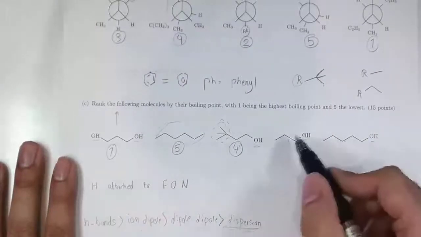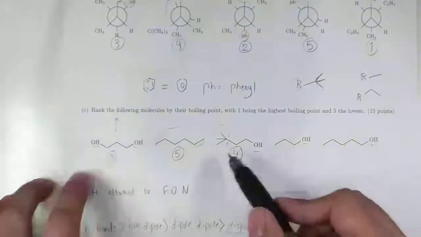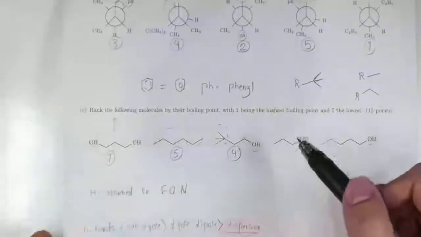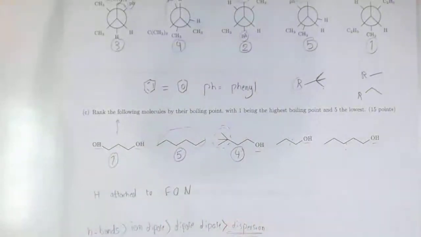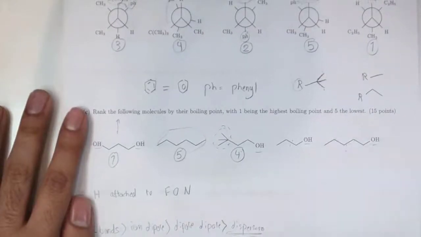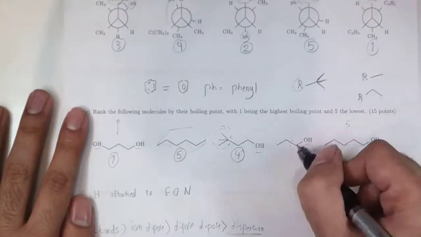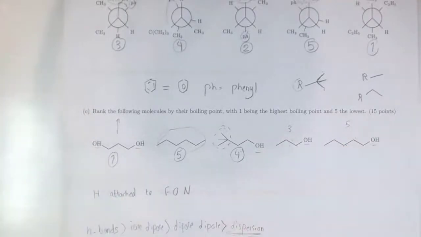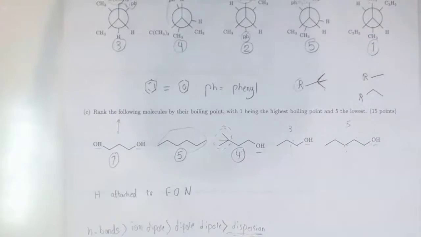What about these 2? None of them have branching points. None of them have a spare hydroxyl group. Both of them have 1 alcohol. So how can I compare them? Well, this guy has 1, 2, 3, 4, 5 carbons. This guy has 1, 2, 3 carbons. So both of them can form 1 H bond.